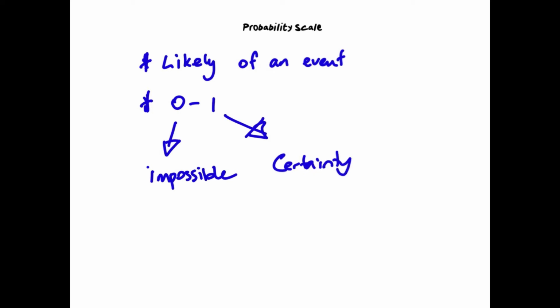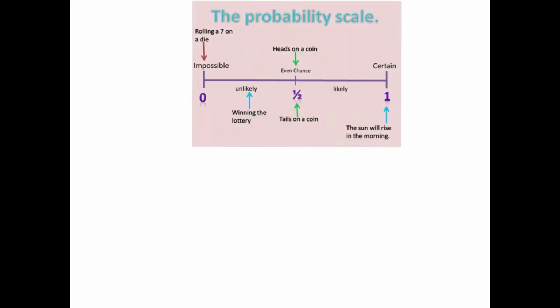Okay, so for example, if today's Tuesday, we're certain that tomorrow is going to be Wednesday, so it would be a 1. Here is our probability scale. So just like in our last slide, here we have 0 as being impossible and 1 as a certainty. So these are just rough guesstimates, I should say.